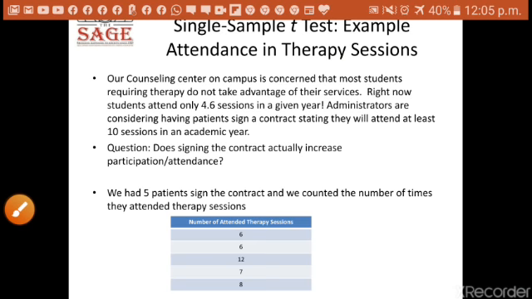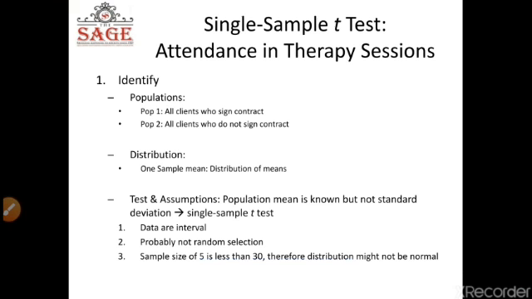Now this we have done already. Now single sample t-test we are doing. There's only a single sample, those 5 people who have signed the contract, and you have the observations in front of you of how many sessions they attend.